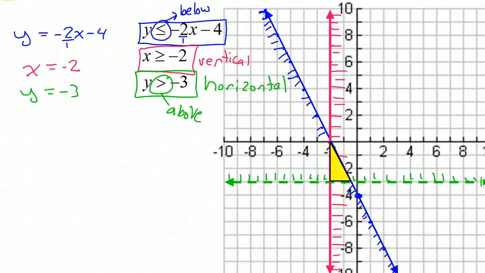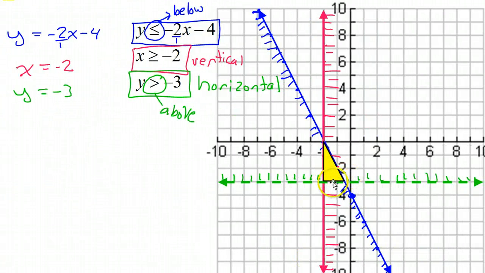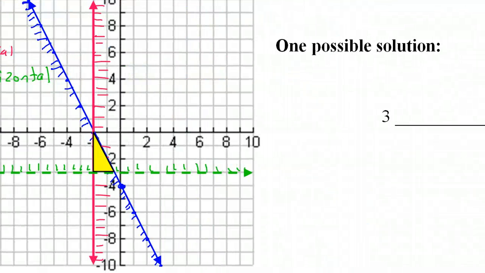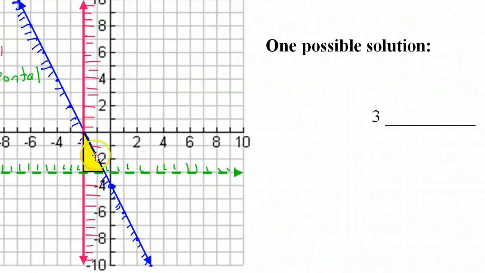Okay, so that yellow piece I just drew, that is the solution region. So that is the graph of all the solutions. Anything in that little triangle is a solution. Now they're also asking us to list one possible solution, so we just need to pick a value that's in here, or at least on one of the lines.